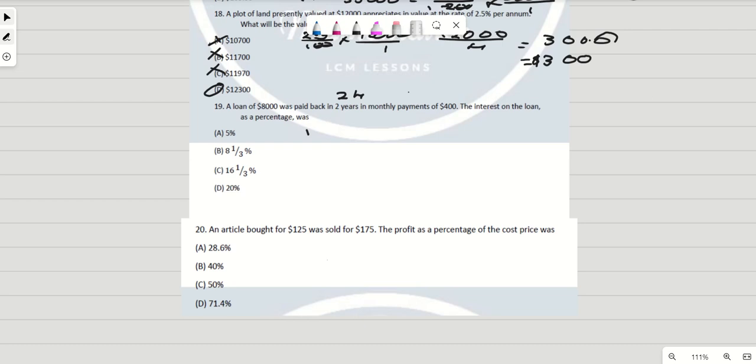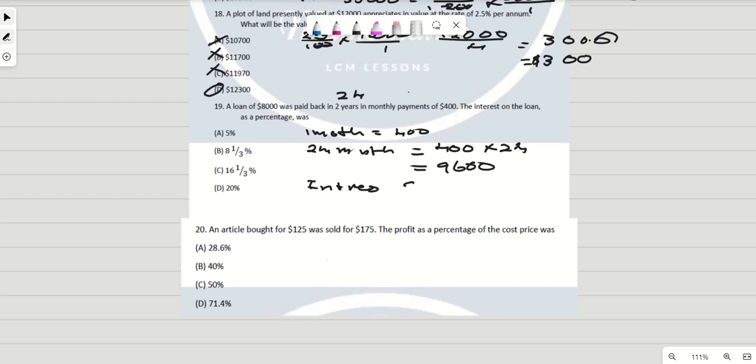So we know that if 1 month is equal to 400, then 24 months would be 400 multiplied by 24, which is 9,600, right? So your interest would be 9,600 minus 8,000, which is 1,600. Now we know the original is always 100.